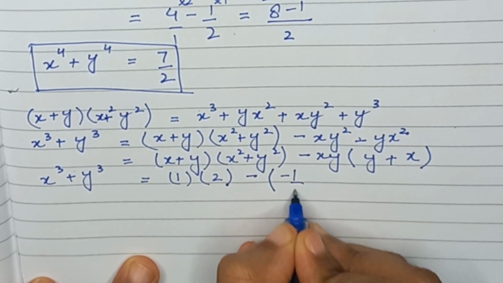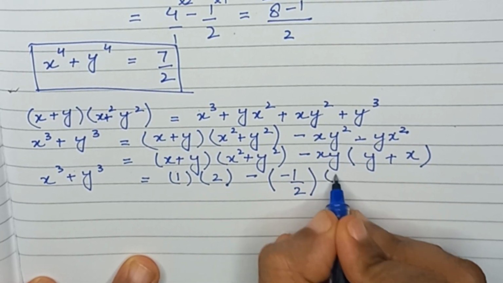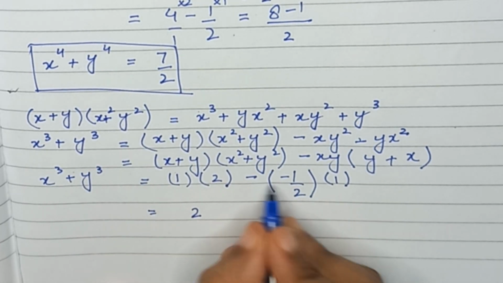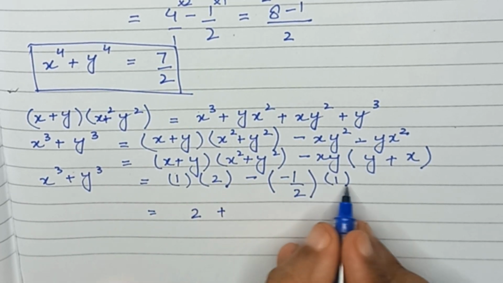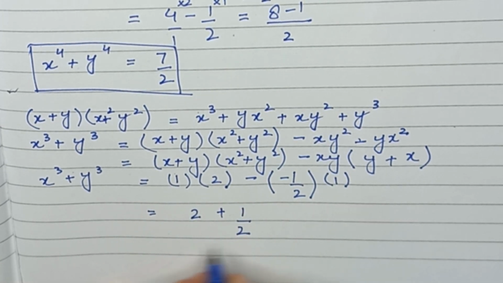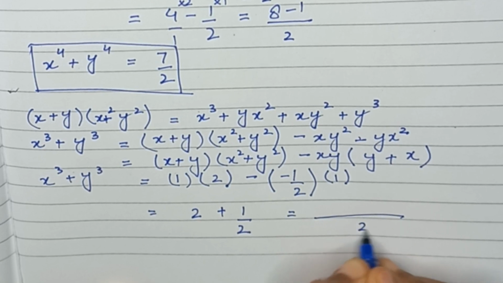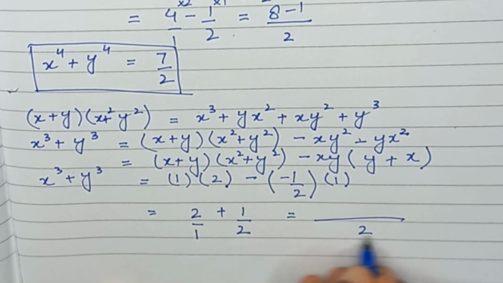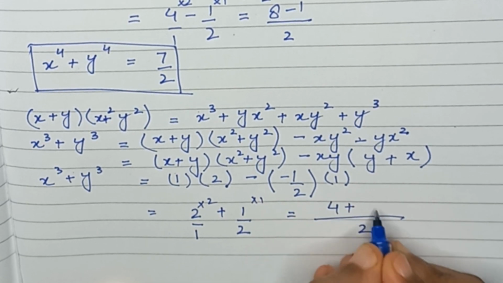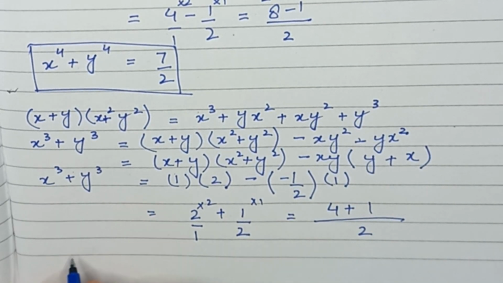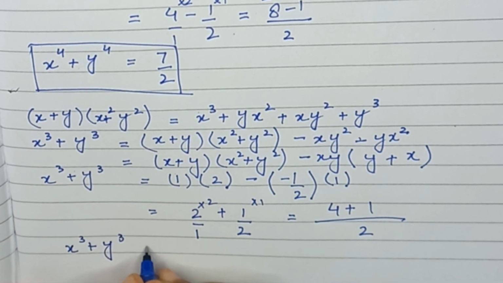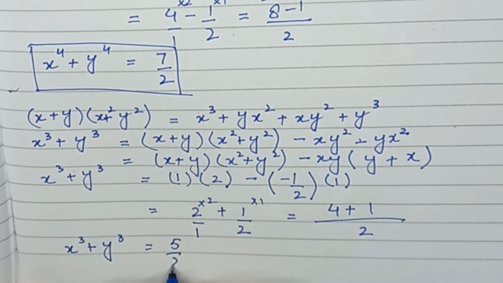xy is minus 1 divided by 2, y plus x is 1. So it will be equal to 1 into 2 is 2. Negative into negative will become positive. So 1 times 1 divided by 2. So we'll take LCM of denominator. So 1 2 times 2 into 1 time. So 4 plus 1 is equal to, so from here x cube plus y cube is equal to 5 divided by 2.